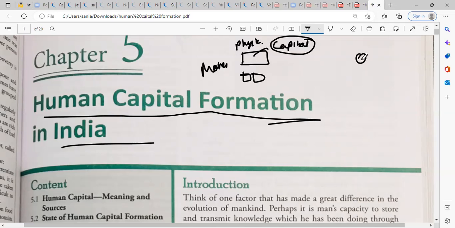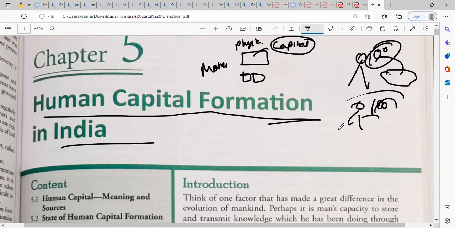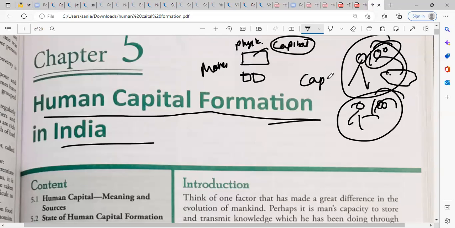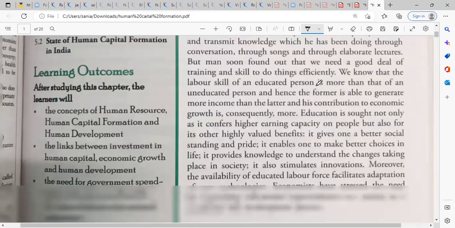But for example, this is a doctor and he is treating the person and in return he is getting the money. This is a teacher, she is teaching and in return she is getting money. So they are also earning money, so they are also capital, but they are human capital. Getting the point? Got it. Yes. So when non-living things work, it is physical capital, and when human beings work, that is human capital.